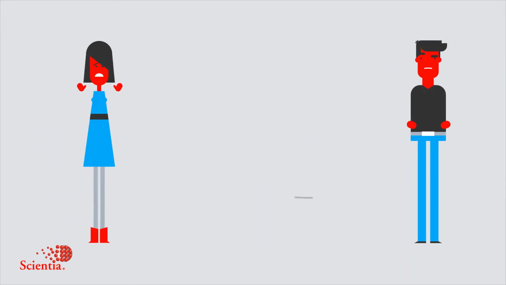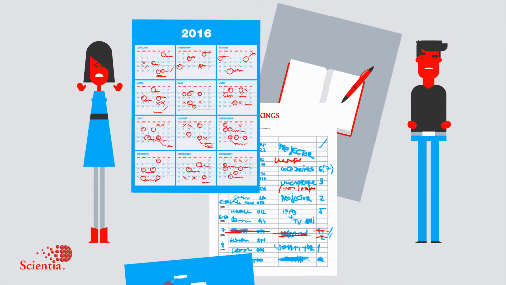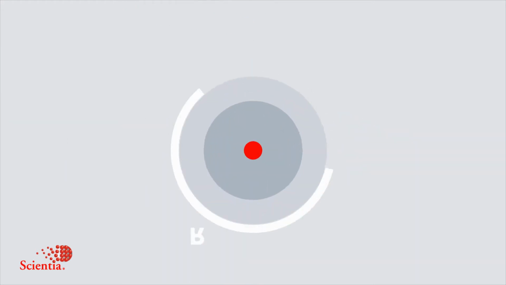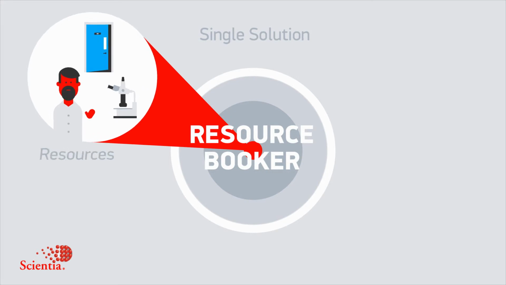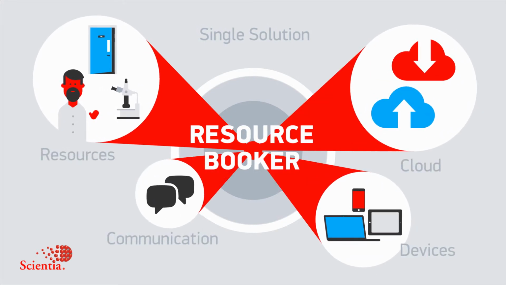When it comes to booking rooms and equipment, they don't use pen and paper, confusing spreadsheets, or even complicated solutions that can't integrate with each other or with existing systems. They use Resource Booker, a user-friendly cloud-based single system that streamlines and simplifies the booking of all resource types across an institution.